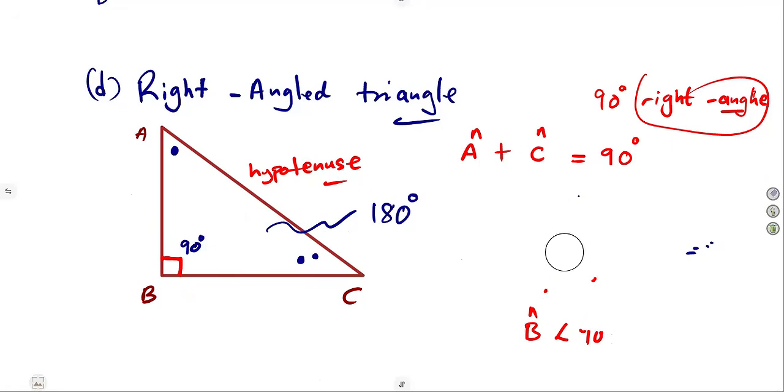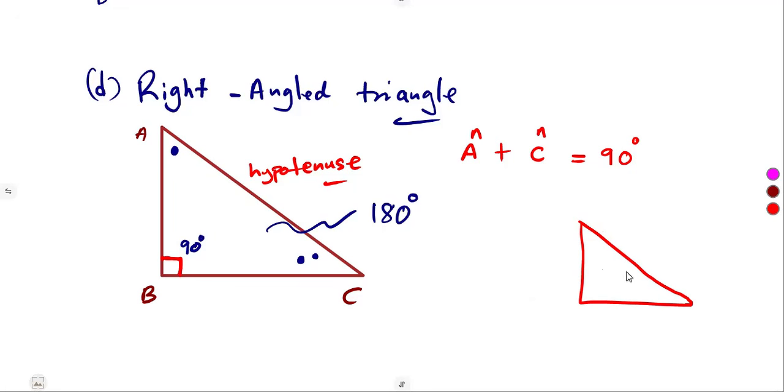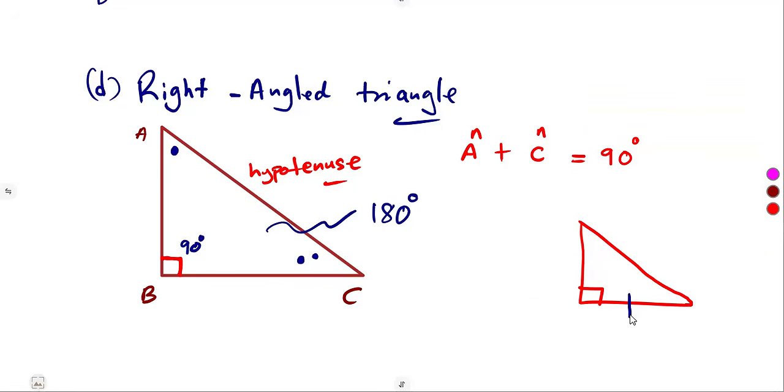So guys, these are some of the properties that you can put into consideration. And also, a right angled triangle can be isosceles. It is possible that a right angled triangle is isosceles when these two sides are equal.